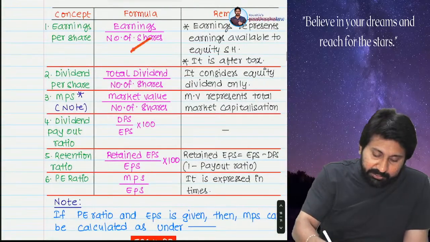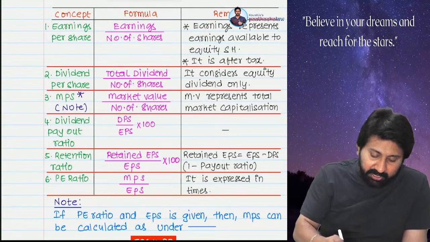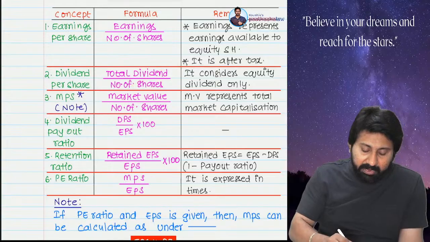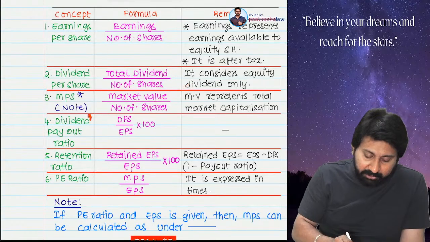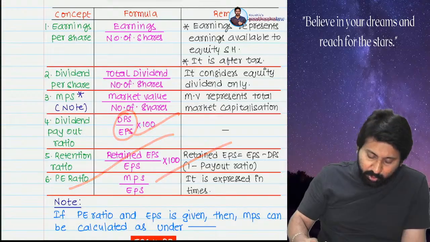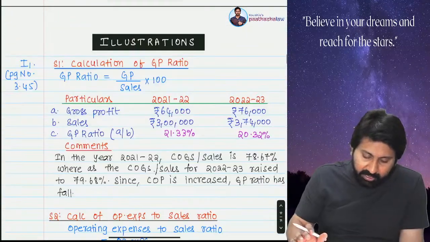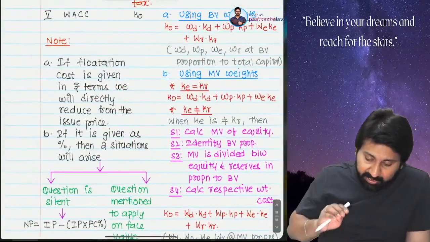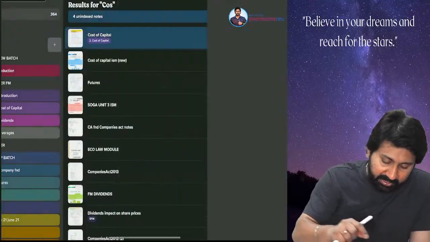Remaining: earnings per share, EPS, earnings by number of shares. Dividend per share, total dividend by number of shares. MPS, market value by number of shares. Dividend payout, DPS by EPS into 100. All the remaining things you know already, PE ratio, everything. That's it. These are all the various concepts that we need to remember in that area.